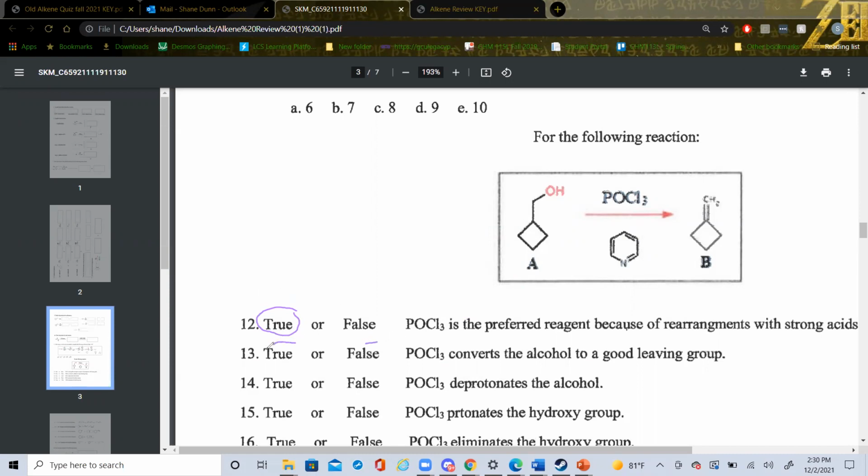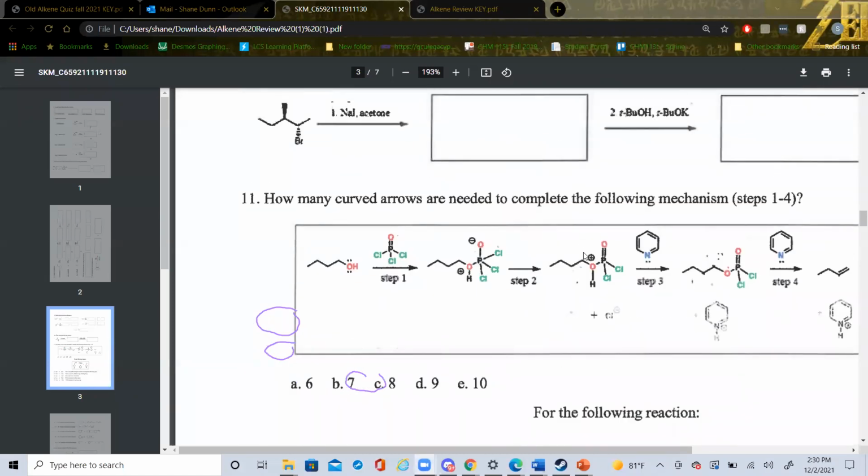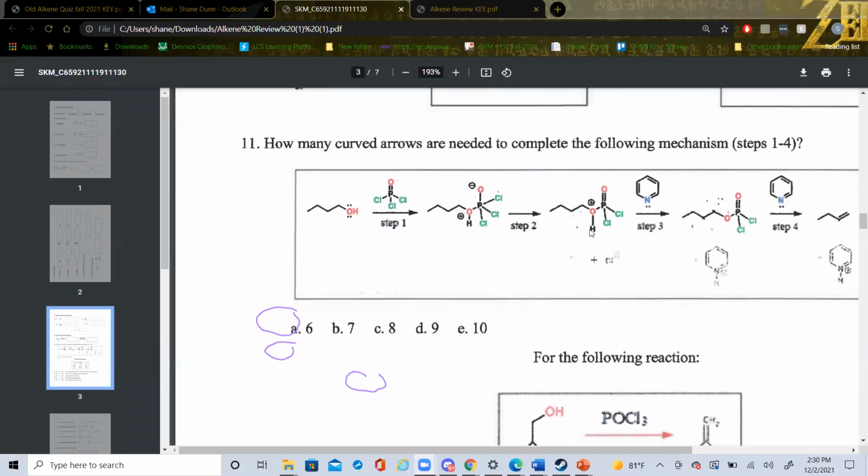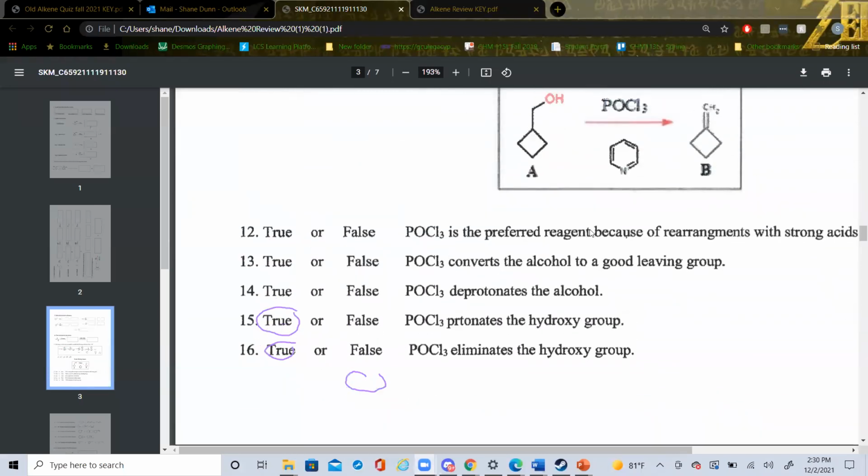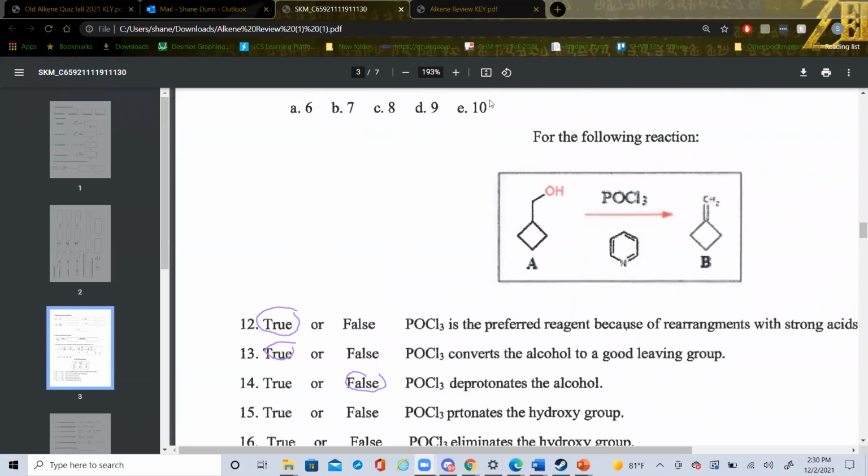This one here is true. It made the OH leave, made a double bond, so that one is true because it did work. 14 is false. If you look at the equation above, we didn't protonate the alcohol at all. We deprotonated it and kind of pulled it away from it. So that one right there is false. Okay, so did not protonate. There is no hydrogen in this molecule right here, so it cannot deprotonate.